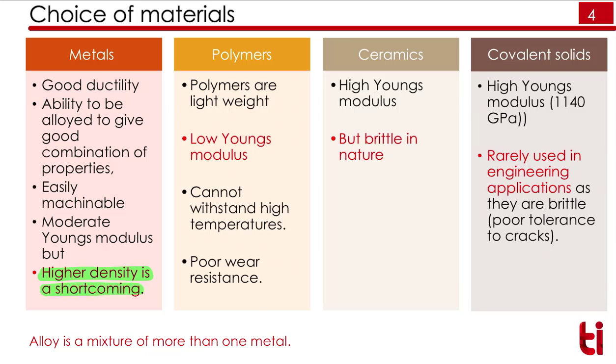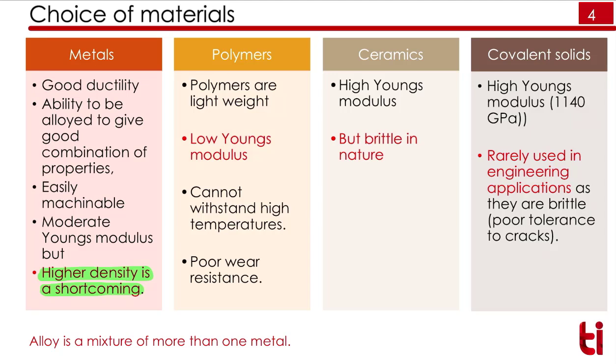Now why do I call this a problem? Because higher density leads to higher cost. The cost of metal depends on its weight. Higher density, higher cost and low efficiency. So we need a material which is lightweight, and polymer is the best choice here because polymers are lightweight in nature. But the problem is that they have very low Young's modulus. They cannot withstand high temperature. The melting point of polymers is generally less as compared to metals or ceramics, and they have very poor wear resistance. They can tear very easily. So we cannot use polymers also.